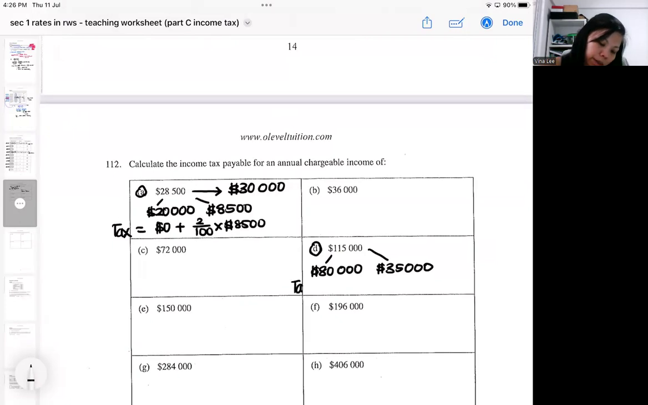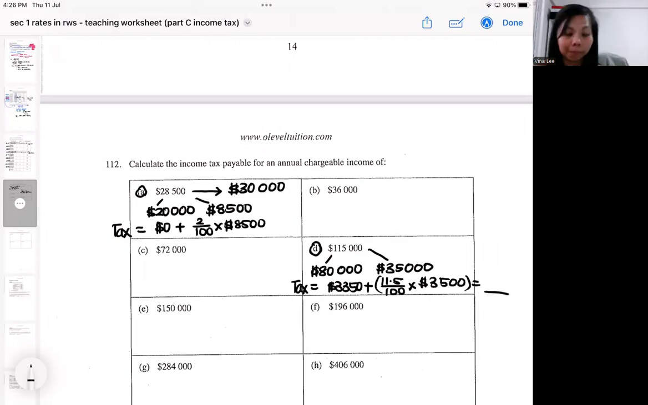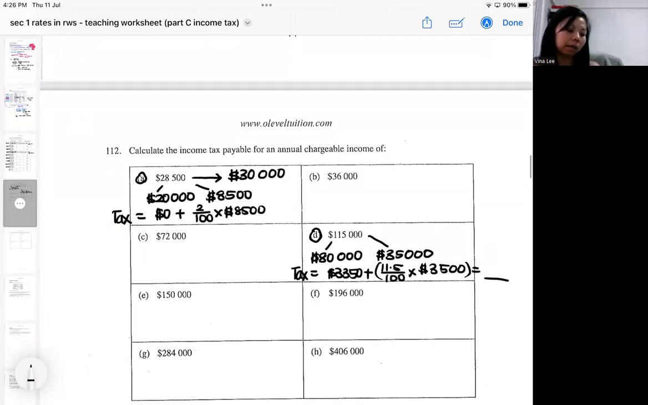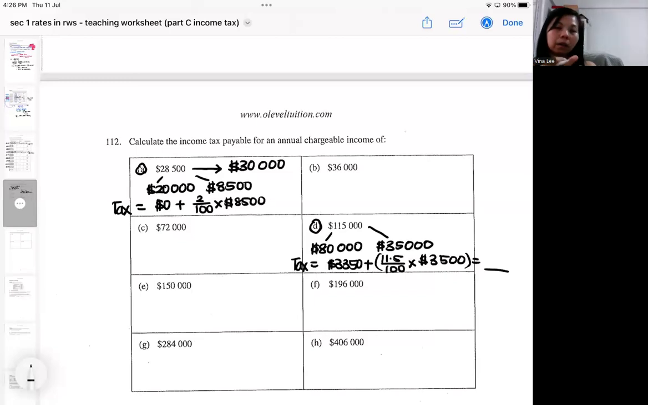So the tax for the first basket is 3,350. From the second basket is 11.5%. So in the second basket it is 11.5%, and then you punch your calculator. So you must know how to split the chargeable income. Okay, so I'll give one more example here.